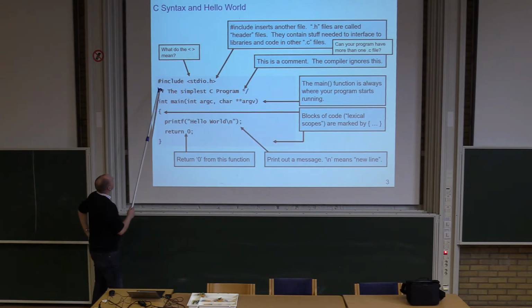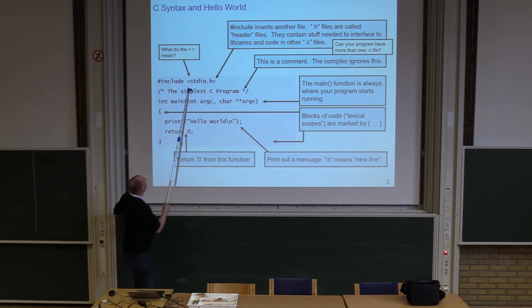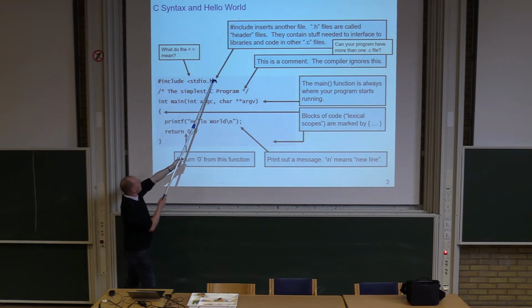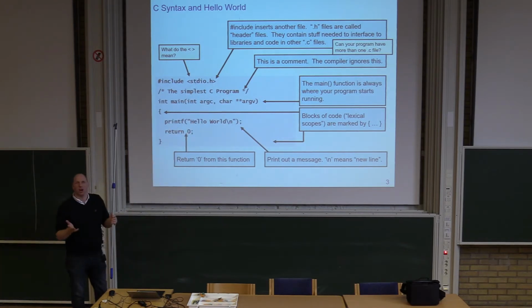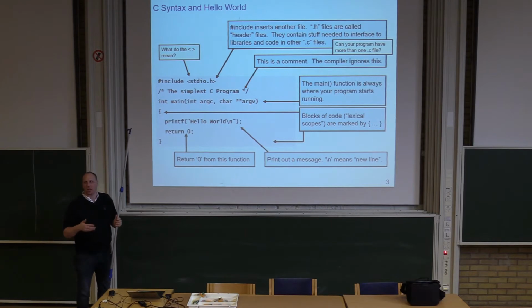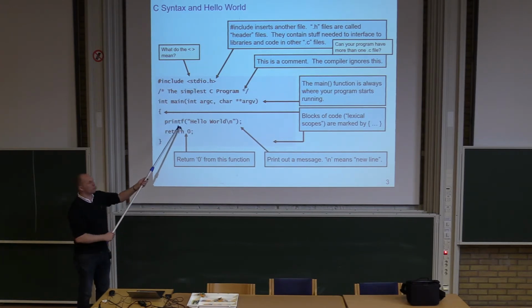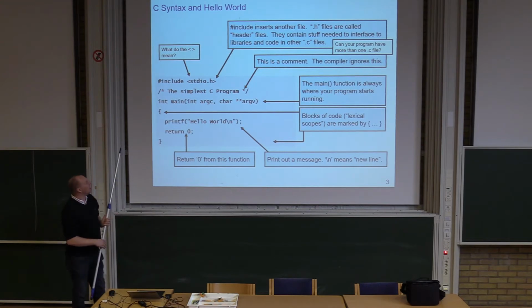Then there is something else: the hashtag include, and then stdio.h. That means that the compiler will take what is defined in this file, which are some common functions, in this case for standardized I/O. For example, the printf function is defined inside here. After you have included this, you can call printf and print out on the standard out, on the console.